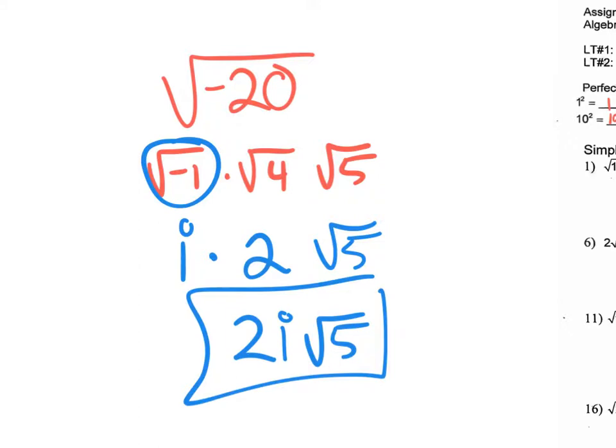Any negative number, you're going to have to make it an i. And then you just simplify the way you normally would. So this negative is just going to be an i. And the square root of 20, just break it down to 4 and 5. The square root of 4 is 2. Square root of 5 comes down. The 2 is out here, but the i is with it. So 2i, and then square root of 5 is on the inside. Make sense?